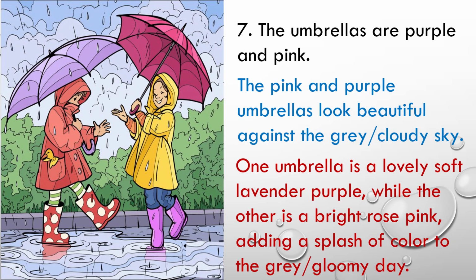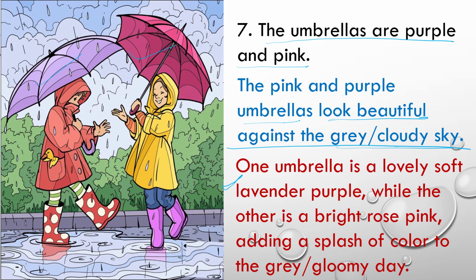The next one, the umbrellas are purple and pink. This is the simple way of writing by looking at the picture. The umbrellas are looking purple and pink in the picture. So the pink and purple umbrellas look beautiful against the gray cloudy sky. You are adding the describing words. So the pink and purple umbrellas look beautiful against the gray and cloudy sky.